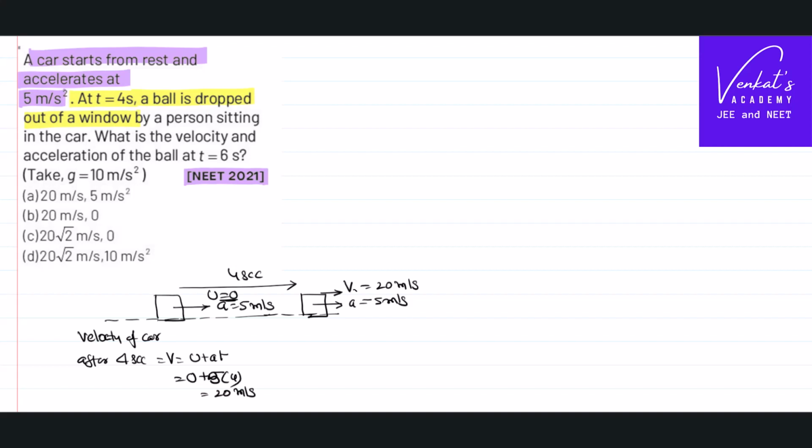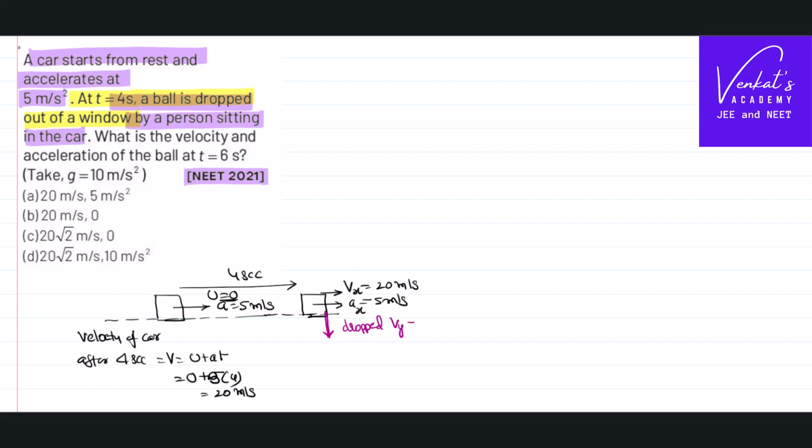Be careful, it's moving on the x-axis. So both this velocity and acceleration are on the x-axis, right? Now, the part comes where a person sitting by a window in the car dropped a ball. He dropped a ball, right? So what do we mean by the ball is dropped? The ball is dropped this way.